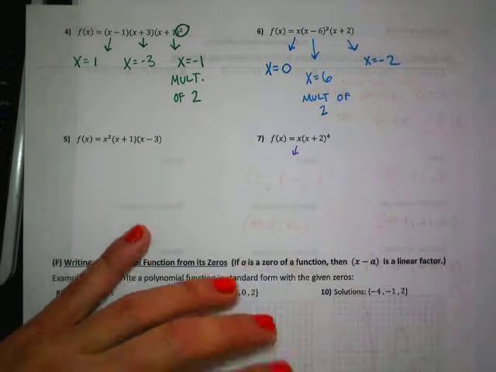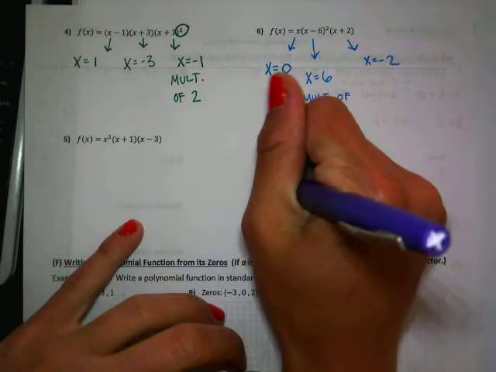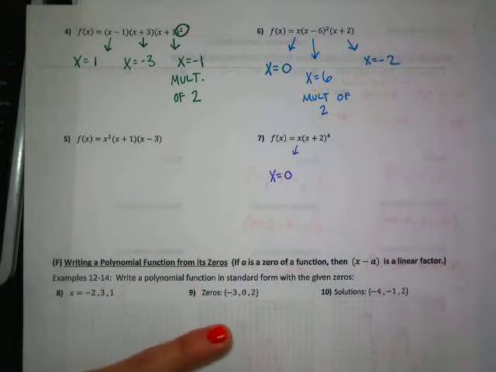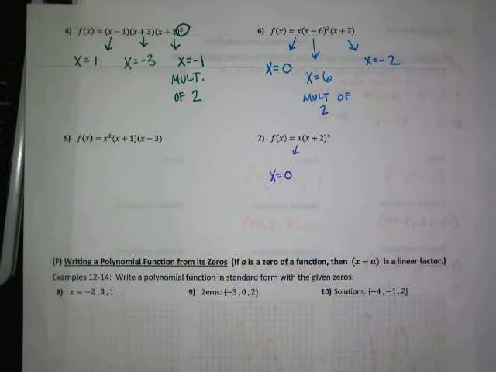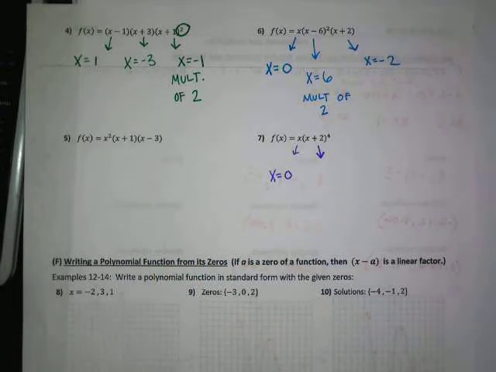All right, number 7. This x right here, what's that solution? 0. Does it have a multiplicity on the x? No, there's no exponent on the x. Oh, yeah, I'm sorry, I skipped 5. 5 would have a multiplicity. And then what is that factor? What's that zero going to be?